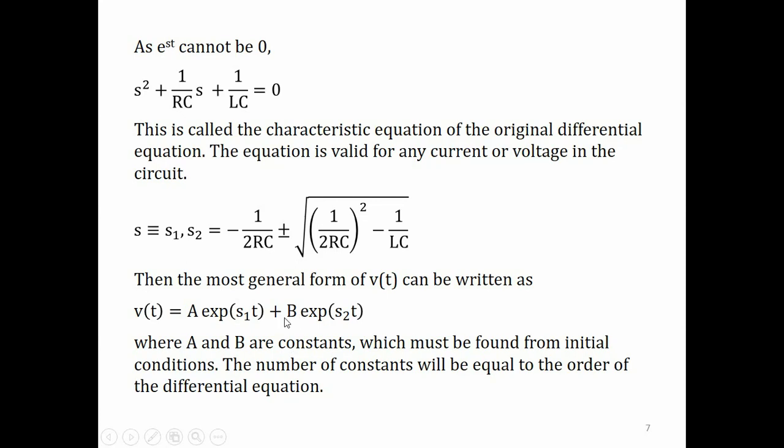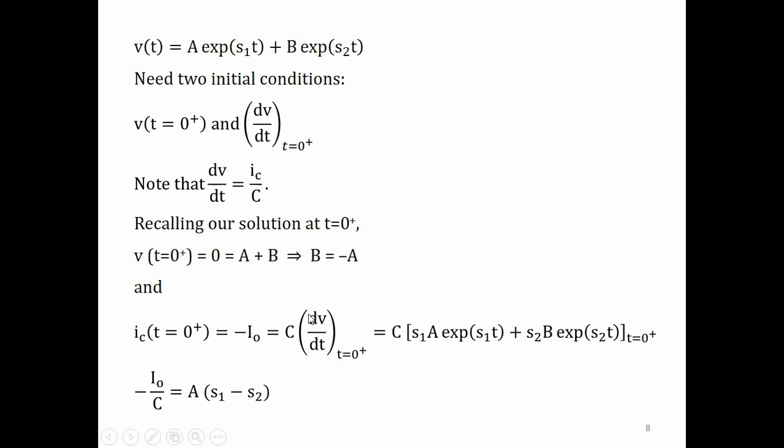So how do we find a and b? The way we find them is from initial conditions. We need two initial conditions to find the two constants a and b. So what are these initial conditions? One initial condition is obvious. We want to know the voltage at t equal to 0 plus, and that will give us one condition. The other condition is the derivative of this voltage at t equal to 0 plus.